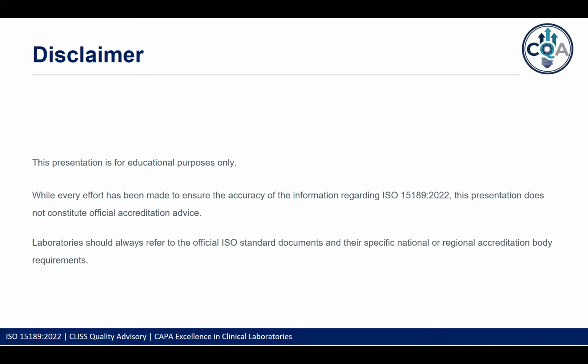Colleagues, as usual, this presentation is for educational purposes only. And while every effort has been made to ensure the accuracy of the information regarding ISO 15189:2022, this presentation does not constitute official accreditation advice. Labs and participants should always refer to official ISO standard documents and their specific national or regional accreditation body requirements.